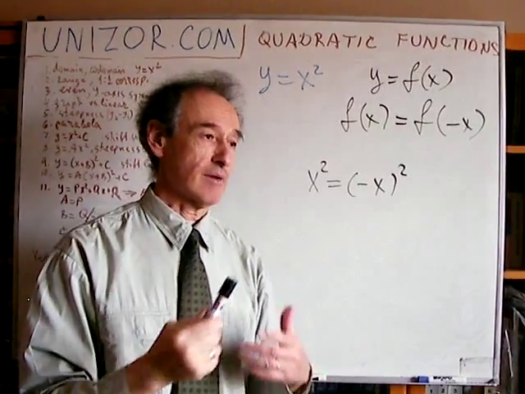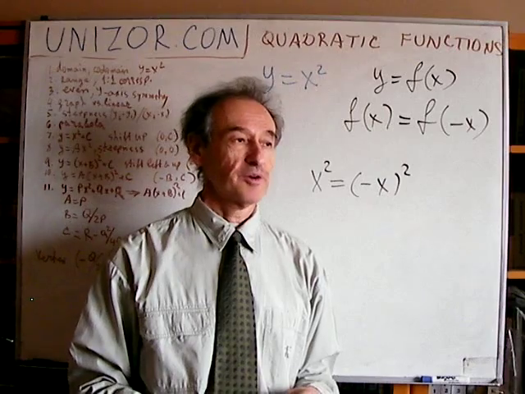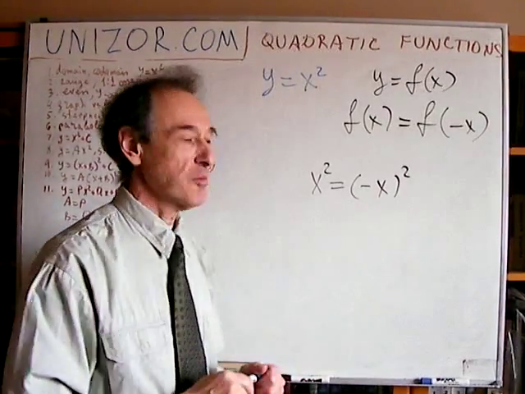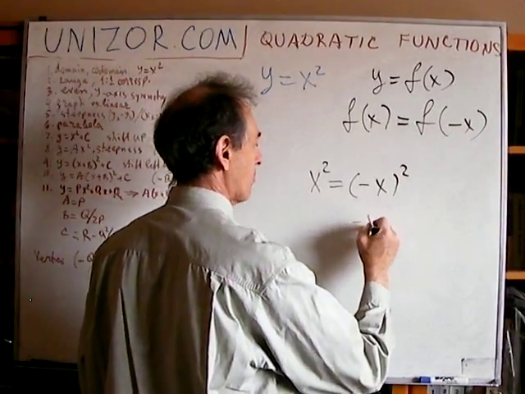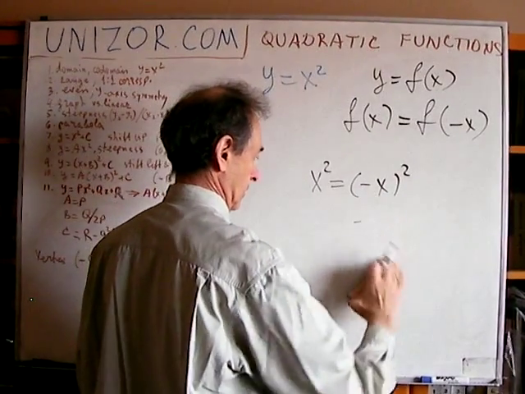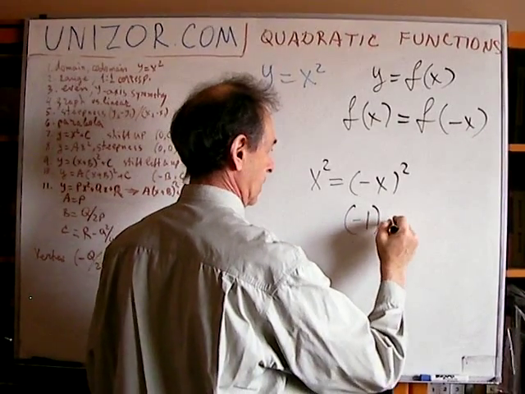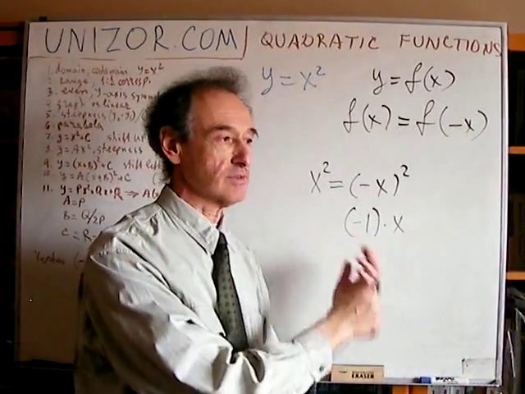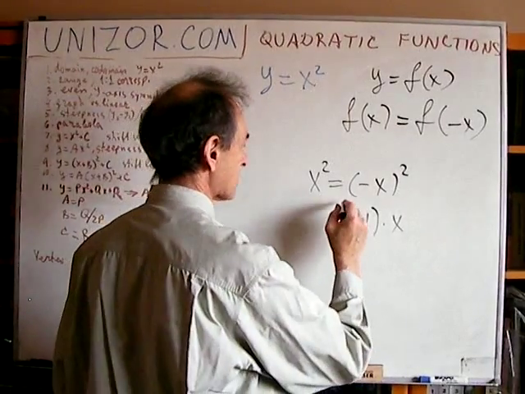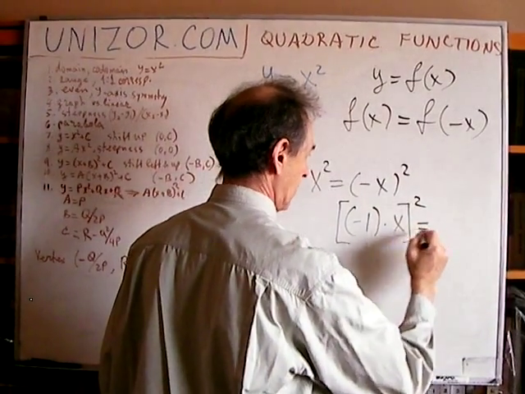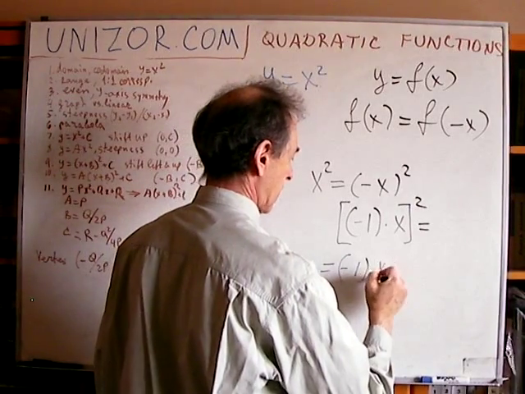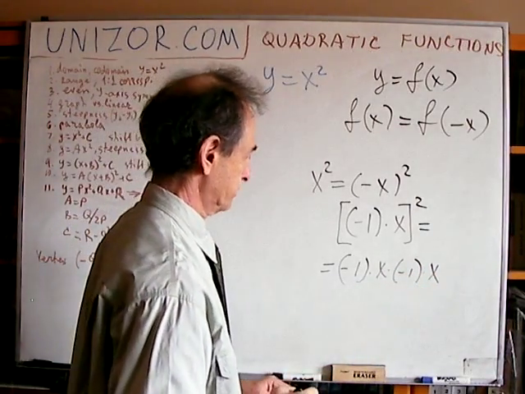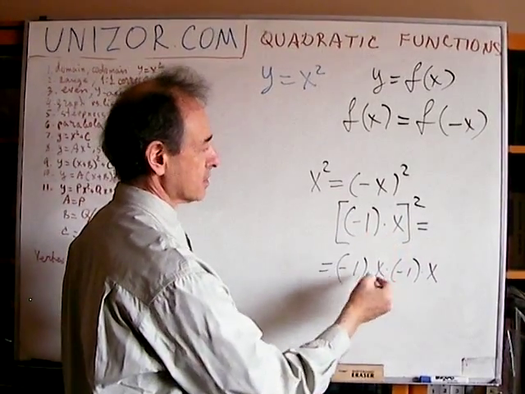Interesting detail. I was just explaining this, but can we prove it? Well, maybe a little bit less trivial, but let's just think about what is minus x. Minus x can always be represented as minus 1 multiplied by x, right? That's from the definition of multiplication, negative numbers, etc. Now, being squared, it's minus 1 times x times minus 1 times x. That's what it is. Square means you multiply it by itself.